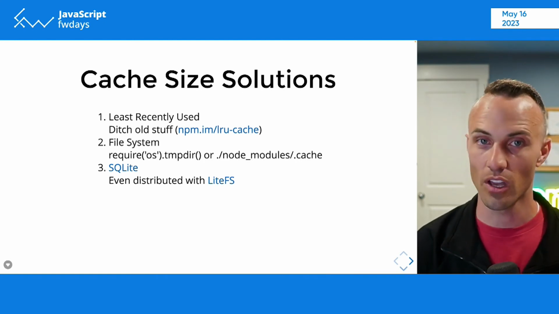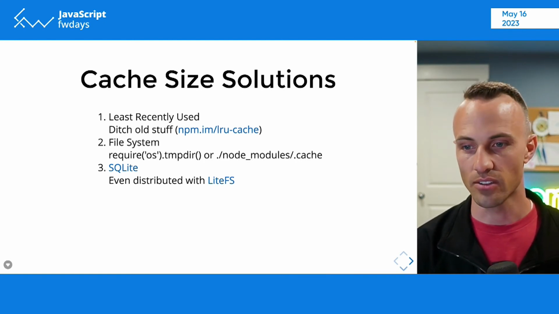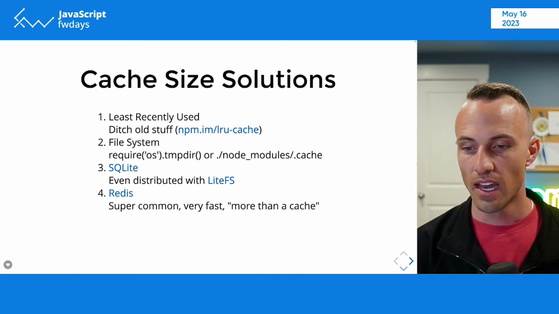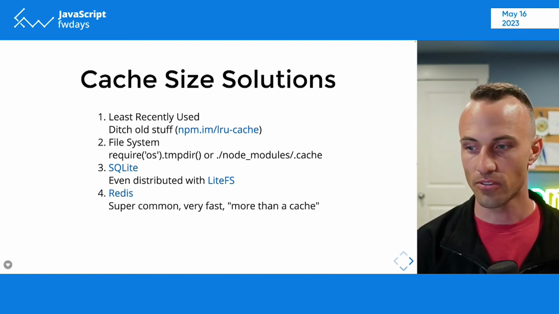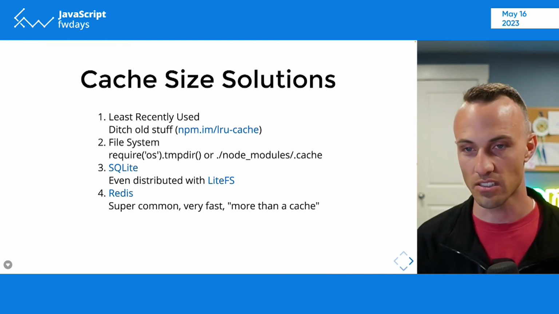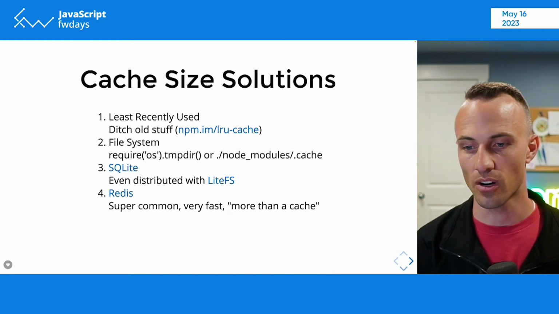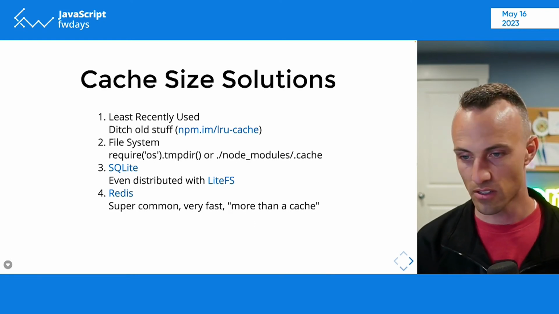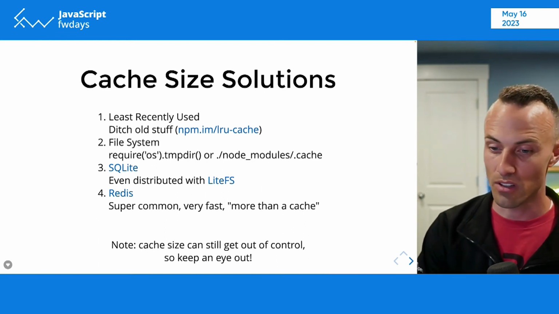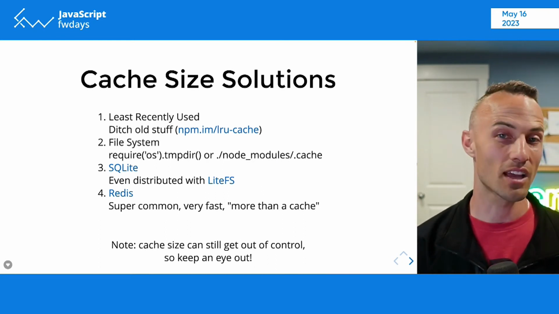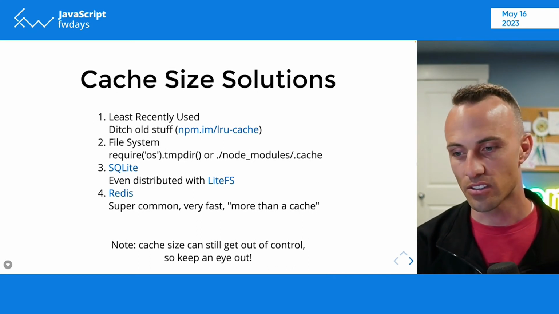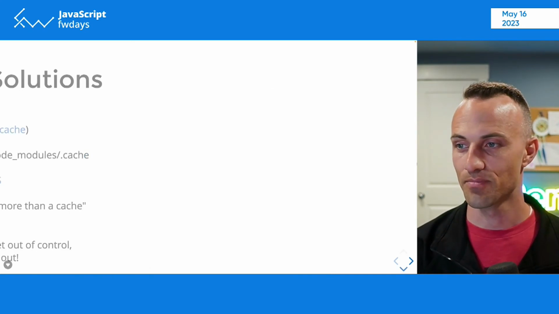And that's actually what I'm doing on my own personal website: I have a distributed SQLite database, and that's my cache. Redis is a super common solution for this. They like to brand themselves as more than just used for caches, but that's what they got really popular for, because it's an in-memory database. It's super fast. Just want to point out that cache size can still get out of control. Even if you're using these things, you can run out of space. So just keep an eye on your cache size.